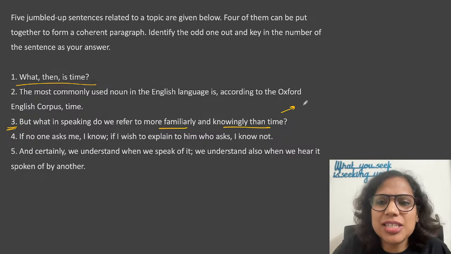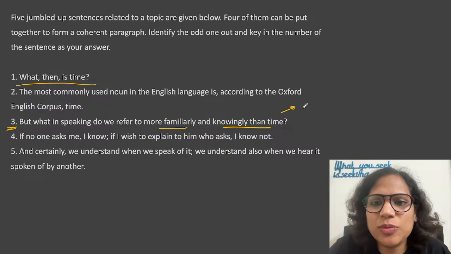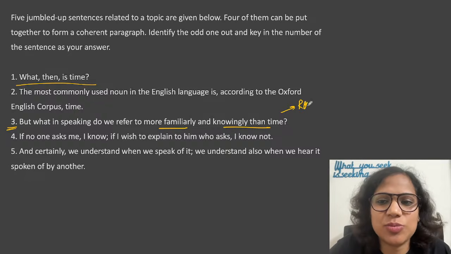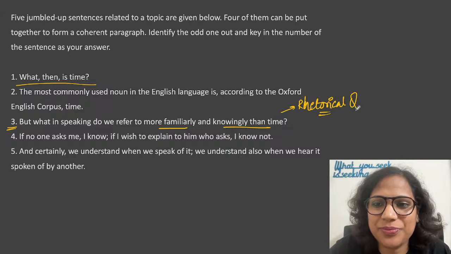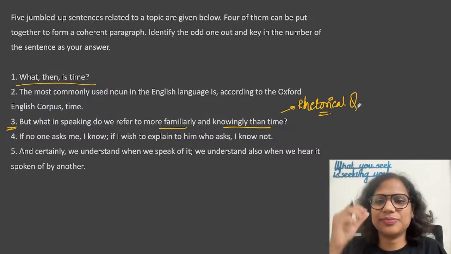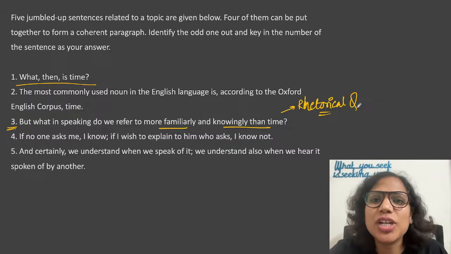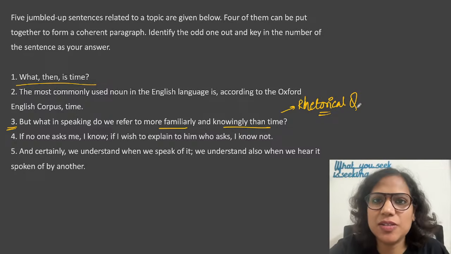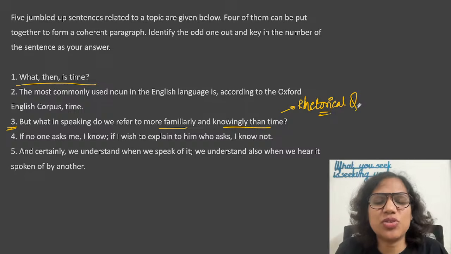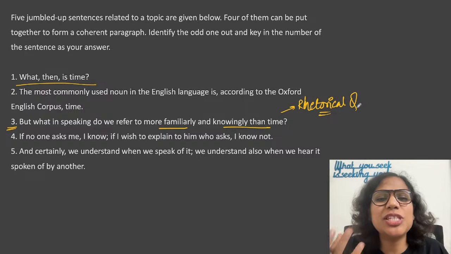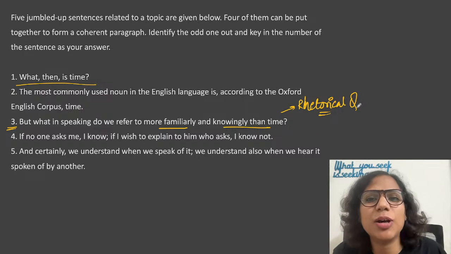So is this a question that is a genuine question or is it a rhetorical question? मुझे बताओ. Rhetorical question क्या होता है पहले तो ये बताओ. When we are just trying to make a point, it's not a genuine question that we expect our listener to answer. That is a rhetorical question. तो ये यहाँ पर ऐसा question है, वो बोल रहा है कि time is something that we speak so familiarly and knowingly about, isn't it?